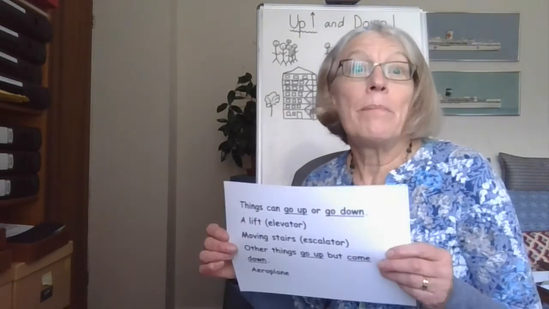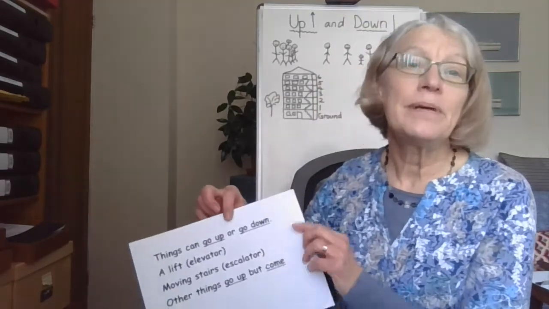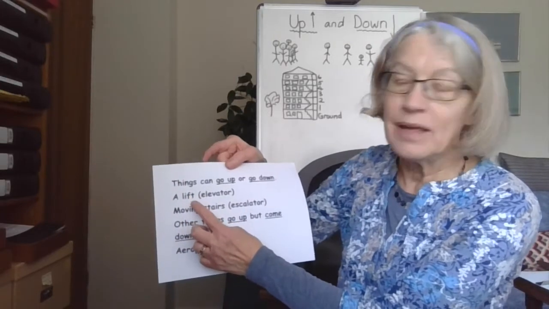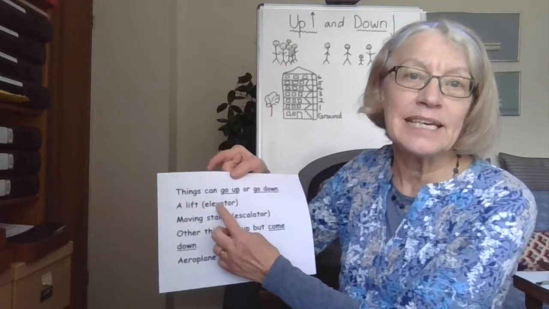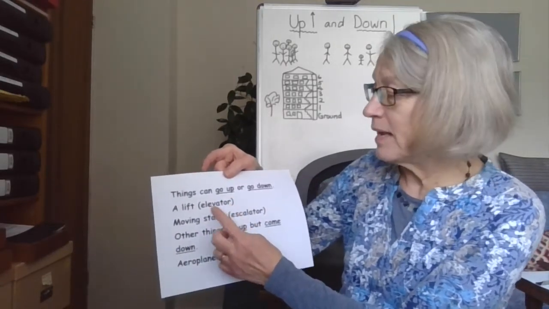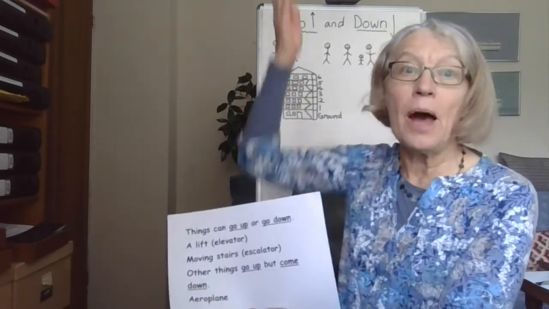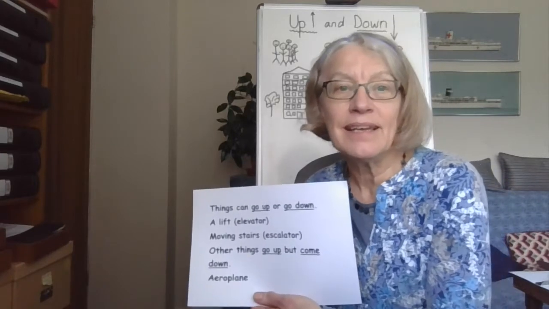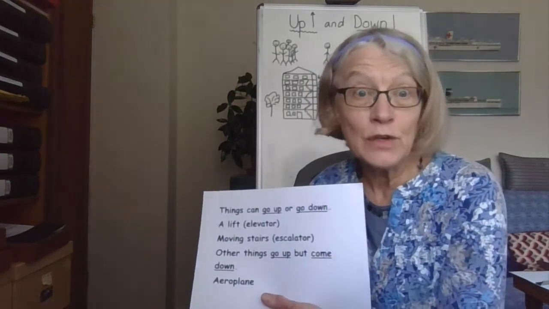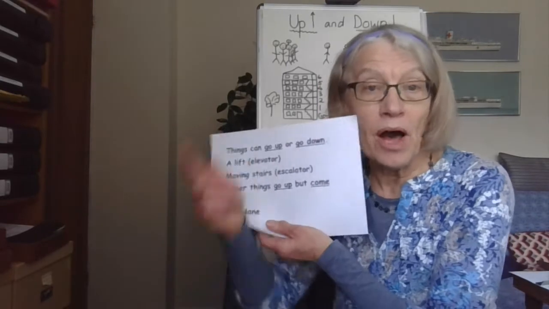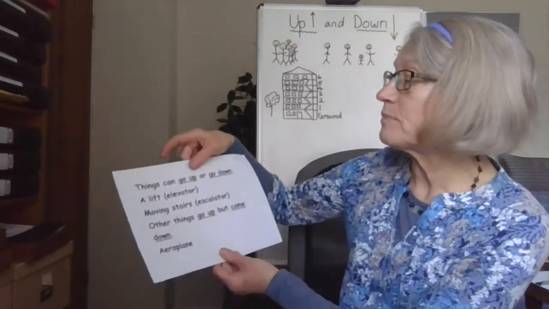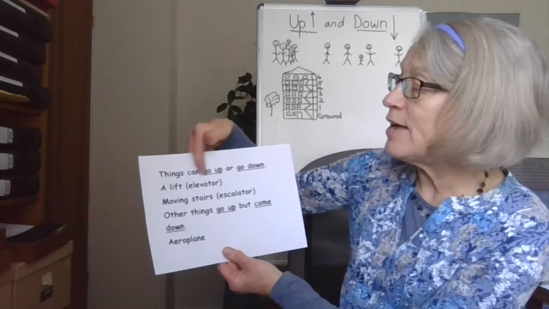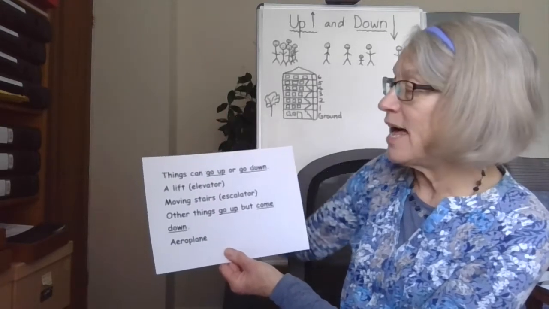Things can go up and down. Things can move up and down, not just people, but things. So a lift, and that's what they call an elevator in America. A lift can go up or down. And if you go to the RMC building in Wolverhampton, you may have used the lift to take you up or down. So things can go up or go down. A lift goes up and it goes down.